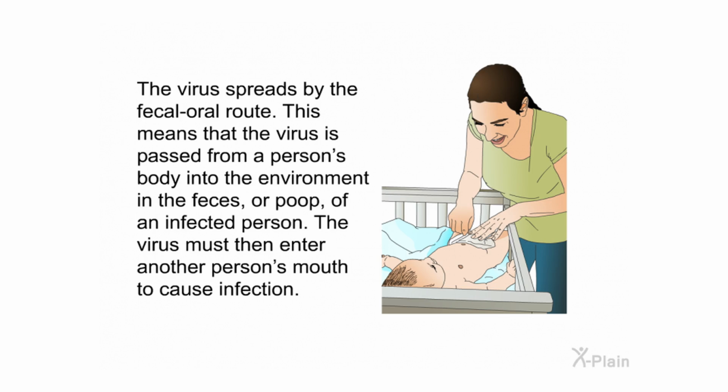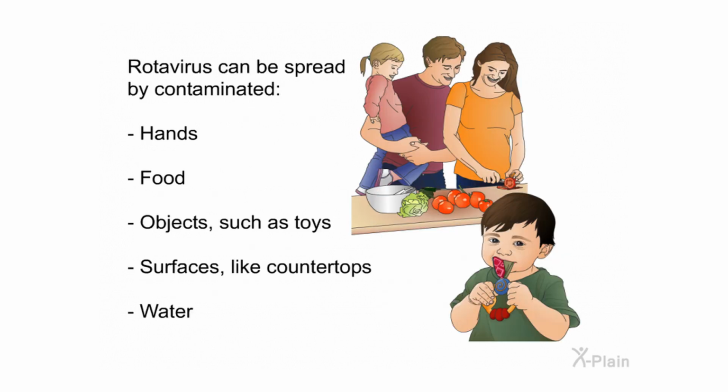This means that the virus is passed from a person's body into the environment in the feces or poop of an infected person. The virus must then enter another person's mouth to cause infection. Rotavirus can be spread by contaminated hands, food, objects such as toys, surfaces like countertops, and water.